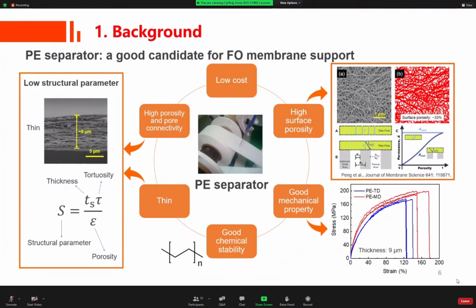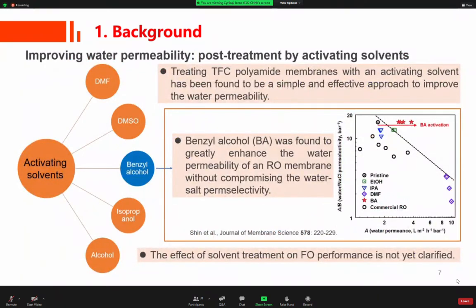So in this study, we prepared an FO membrane supported by a PE separator and used it to concentrate the lithium-enriched brine. To improve the water permeability, treating TFC polyamide membranes with an activating solvent has been found to be a simple and effective method. Among the activating solvents, benzyl alcohol was found to greatly enhance the water permeability of an RO membrane without compromising the permselectivity.